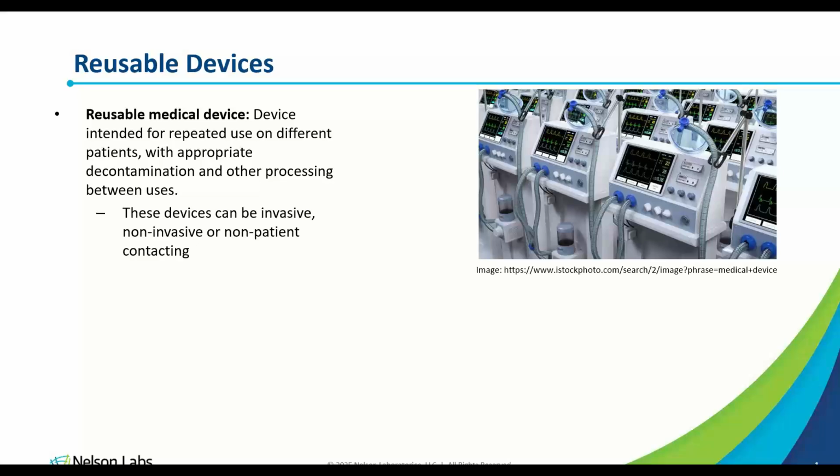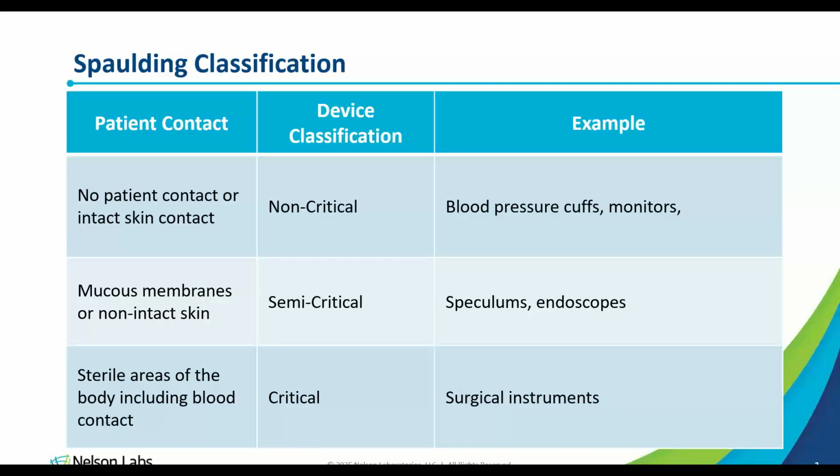So to help understand how to reprocess reusable devices, reusable medical devices are categorized into 3 classifications using what's called the Spalding classification. Again, this might be a review, but I just wanted to lay a baseline for the sorts of devices we'll be talking about. The Spalding classification divides reusable medical devices into 3 categories, based on their interaction with the patient, as well as the risk associated with these devices to the patient.